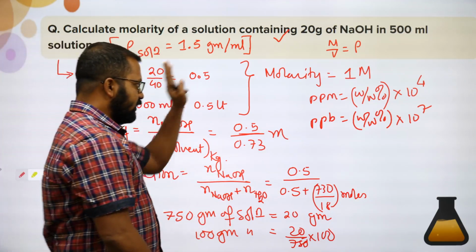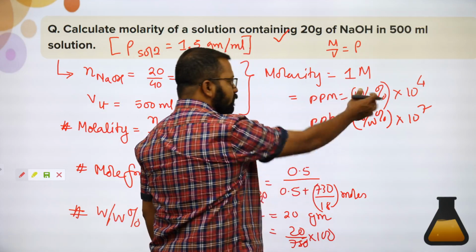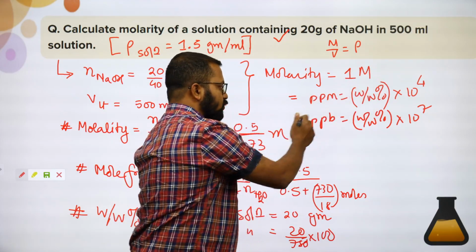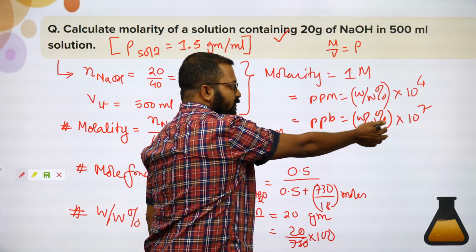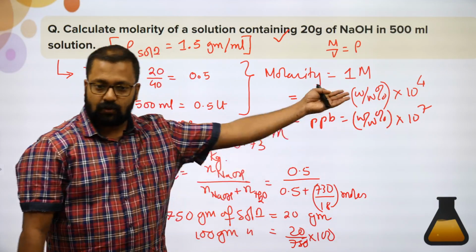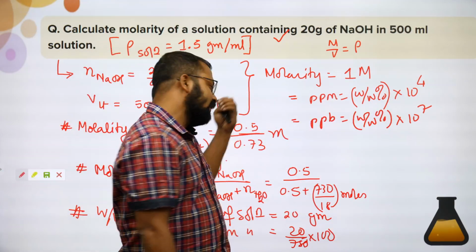So this was discussed in the last class. ppm is weight by weight percent times 10 raised to 4. ppb is weight by weight percent times 10 raised to 7. ये 10 raised to 4 और 10 raised to 7 कहाँ से आता है?